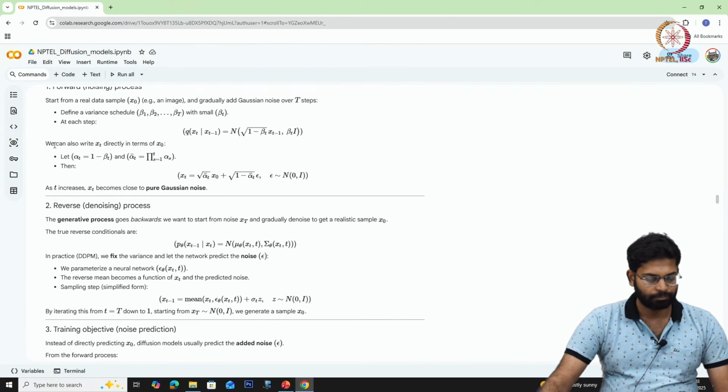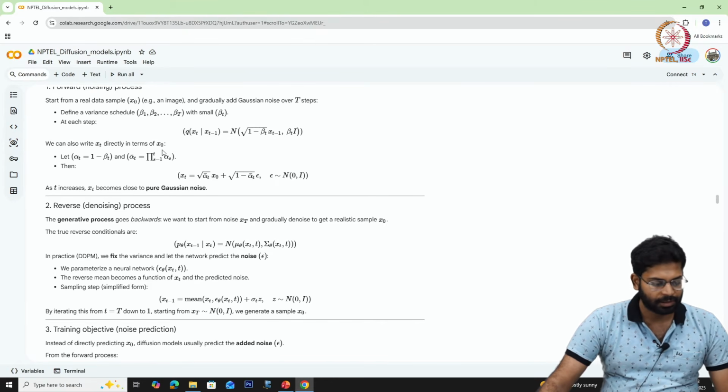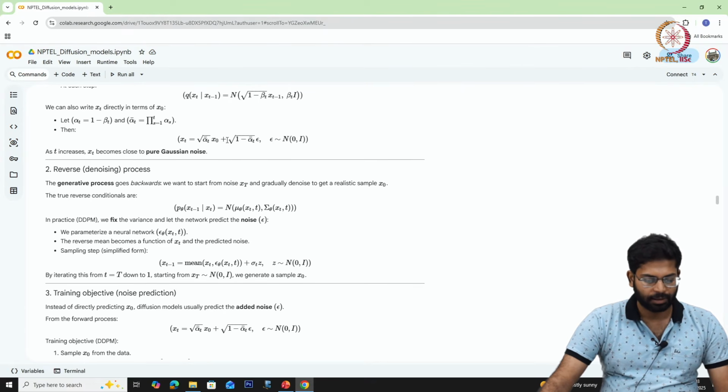So it becomes a Gaussian where the mean is root over 1 minus beta t times xt minus 1, and the variance is beta t times identity. We can also write xt directly in terms of x0. Let alpha t be 1 minus beta t, and you define alpha t bar like this, and then you can essentially define xt at any step given x0. You can find that expression. So as t increases, xt becomes close to pure Gaussian noise. Okay.